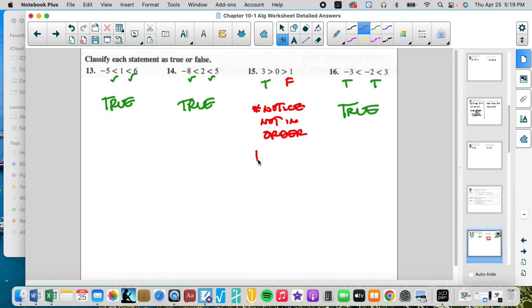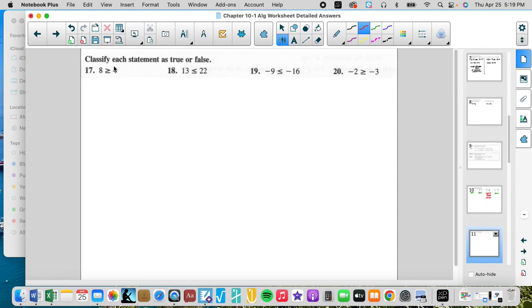By the way, this is considered false. That's true. So we're good with that. Classify each statement as true or false. 4 is less than or equal to 8. That is true. And it's okay, that's not a less than, it's not numerical, it's only the compound that we are more concerned with. And remember, is the inequality eating the bigger number?